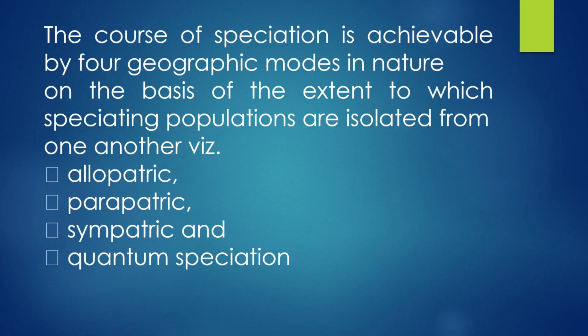The course of speciation is achievable by four geographic modes in nature on the basis of the extent to which speciating populations are isolated from one another. The four types of speciation are allopatric speciation, parapatric speciation, sympatric speciation, and quantum speciation. So let's understand each one in detail.